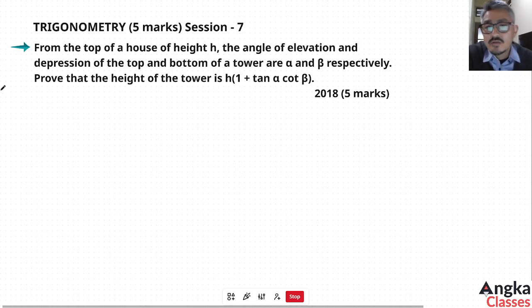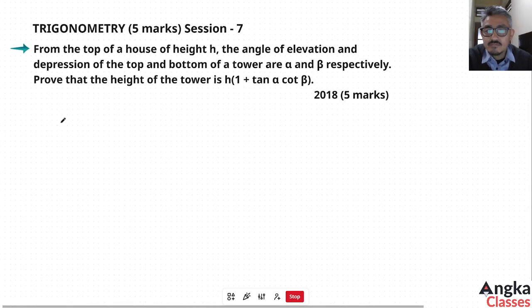Trigonometry 5 marks, session number 7, previous year's question analysis 2015 to 2025. Okay, so the 2018 question we will discuss. The question is: from the top of a house of height h, the angles of elevation and angles of depression of the top and bottom of a tower are alpha and beta respectively. Prove that the height of the tower is h(1 + tan alpha cot beta).